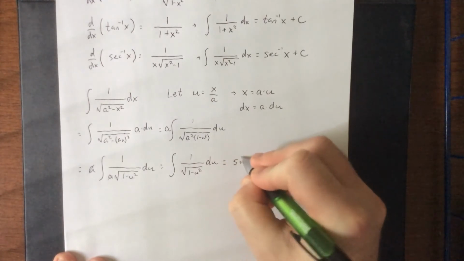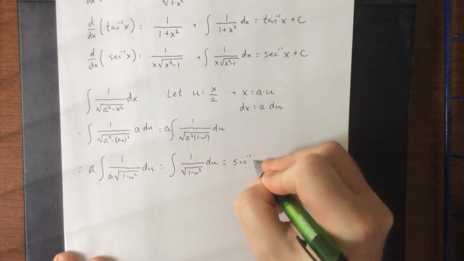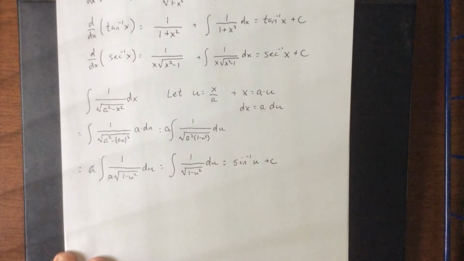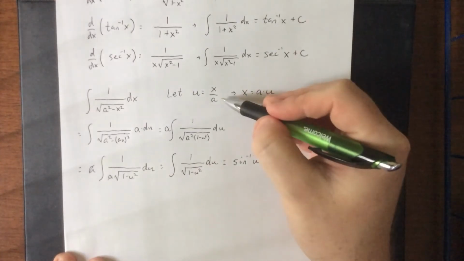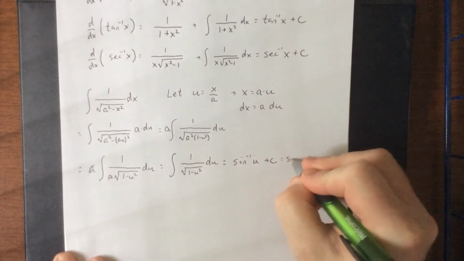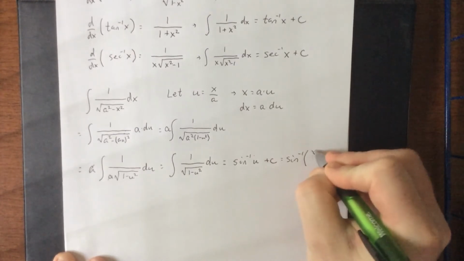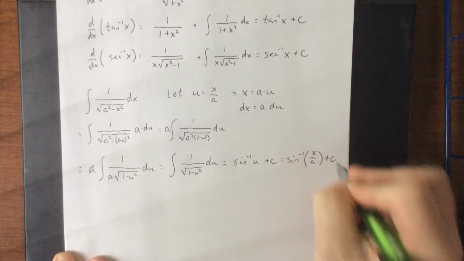That lets me know that this is going to be equal to the arcsine of u plus a constant. But we also know that u is equal to x over a, which lets us know that this is going to be the arcsine of x over a plus a constant.